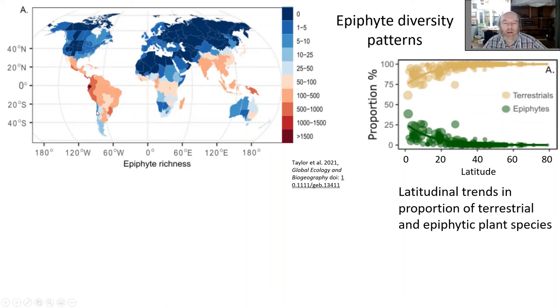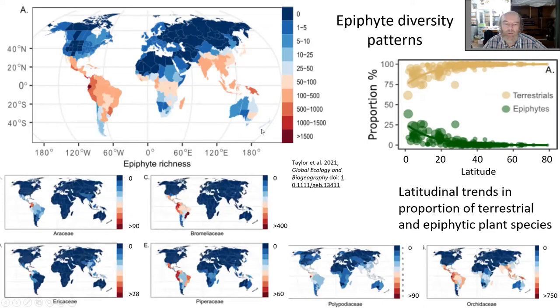When you look at the distribution of different families, then there can be different patterns. Orchidaceae has clearly a single global maximum. Then Bromeliaceae are exclusively neotropical.